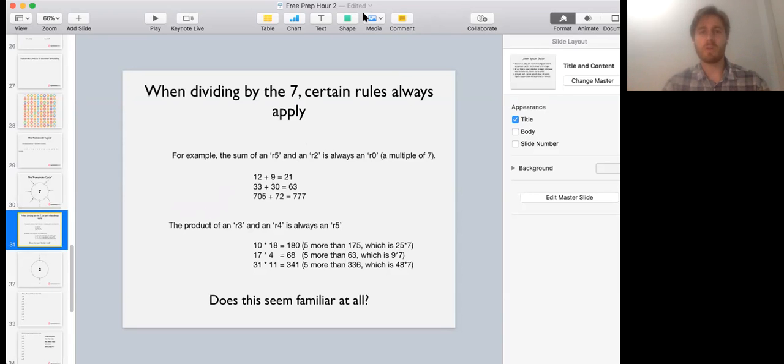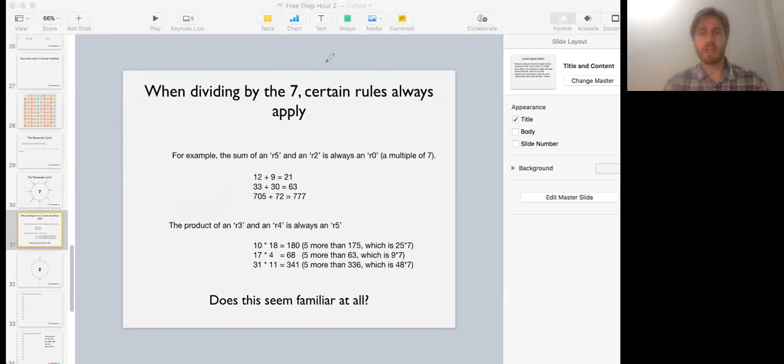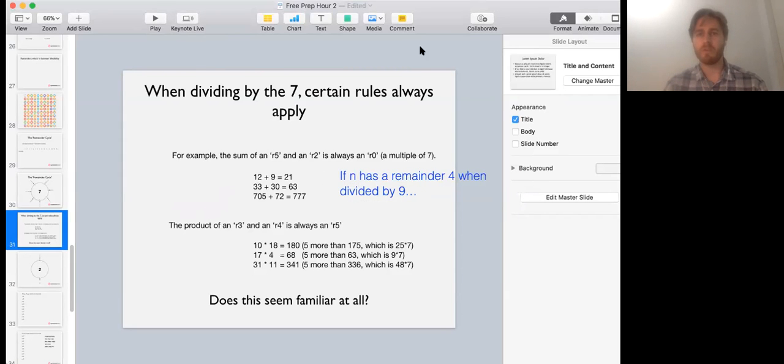So anytime you see one of those questions that asks something like, if n has a remainder 4 when divided by 9, whatever it is, just pick a number for n. Because it's true no matter what number n is, it's going to have the properties that are required when divided by 9. So just pick a number. If you're dealing with 7, pick a number that has that remainder when divided by 7.